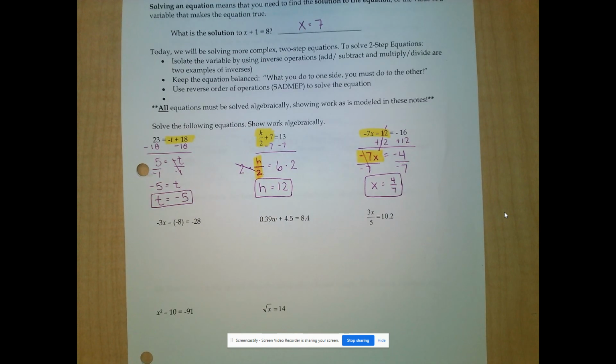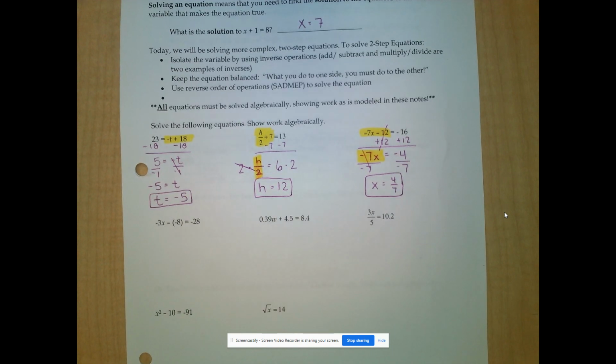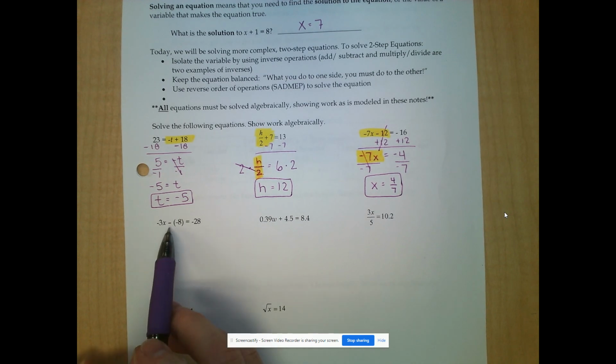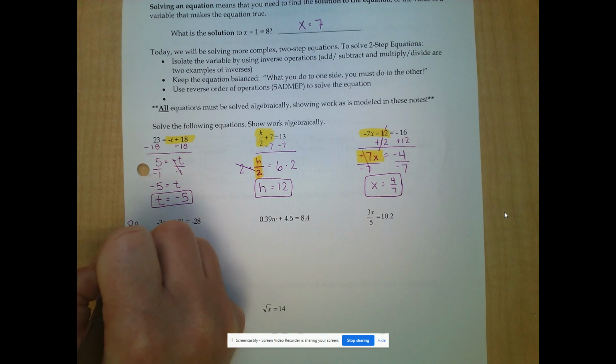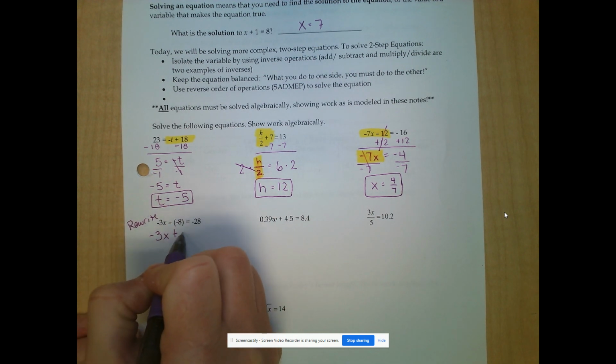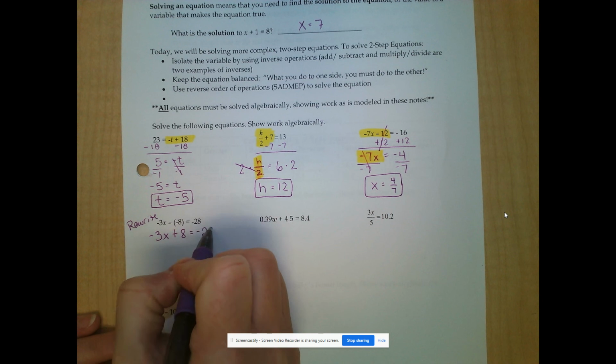It happens all the time. So the next one has an extra little piece to it. You notice that it's a subtraction problem and it's minus a negative 8. The first thing we're going to do is rewrite that. Negative 3x plus a positive 8 equals negative 28.